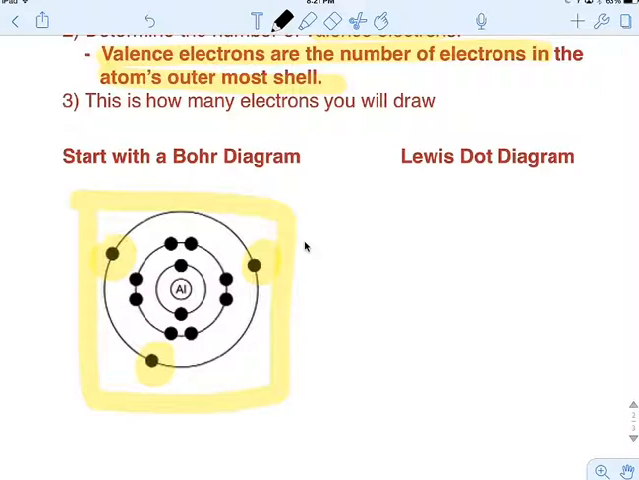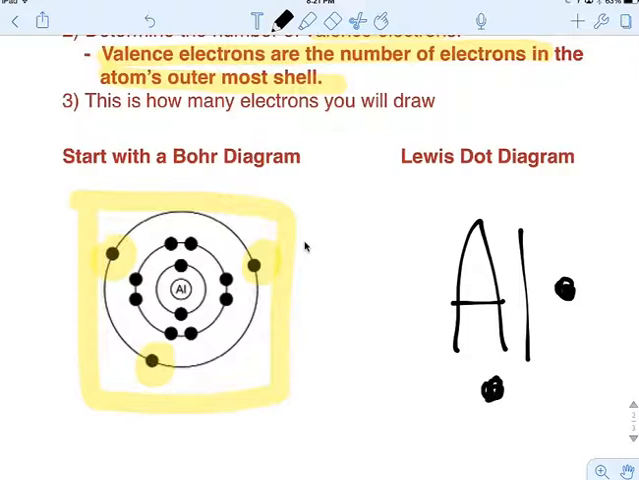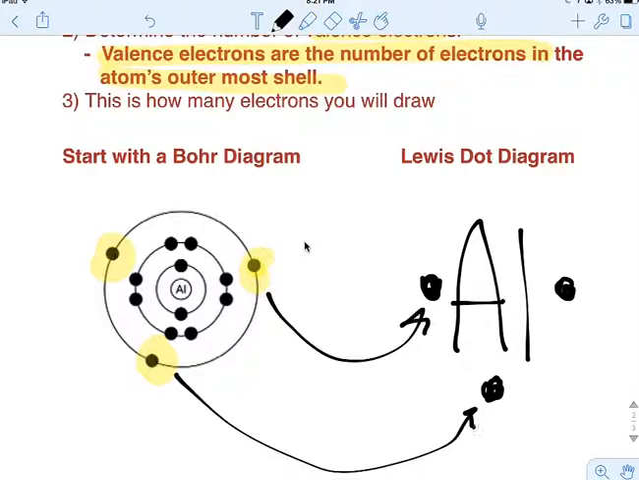So to do the Lewis dot diagram, we're first going to draw in the symbol, and then, just like we would place the electrons in the shell of the Bohr diagram, we're going to draw in the electrons around the outside of the element symbol. Okay, so there are 3 valence electrons in our outer shell of aluminum. Okay, here they are again, 1, 2, 3, and that translates into putting them in the 3 positions of the Lewis dot diagram.